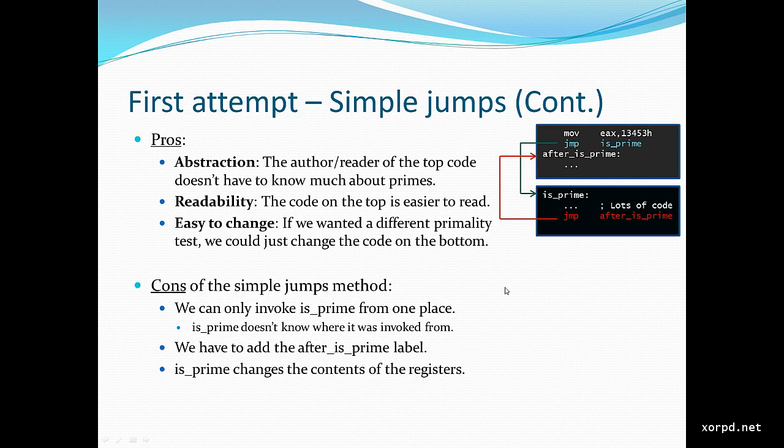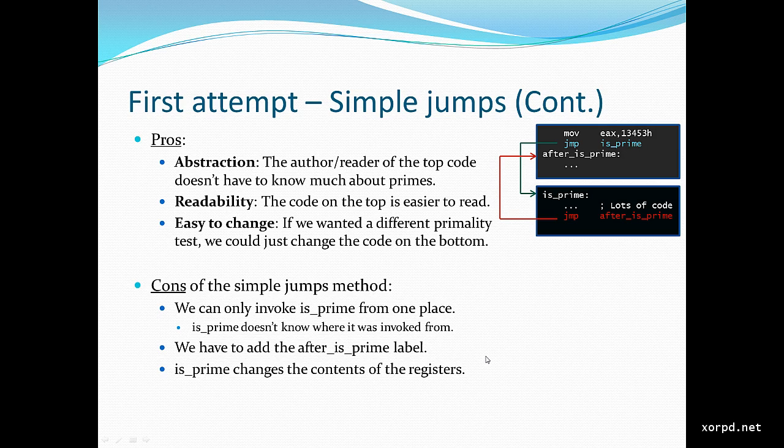This is not really cool. We want to be able to call our function from many places in our code. But here we can't do this. We can only call it from here, from where the after isPrime label is. Another disadvantage is related to the first one. We have to add this label, which is pretty ugly in my opinion. I don't want to have this label in my code, especially not every time that I call isPrime.